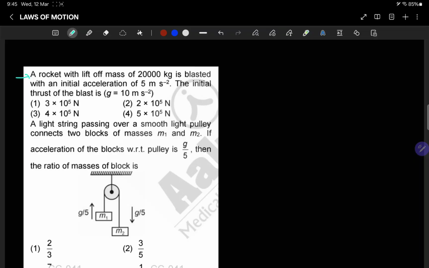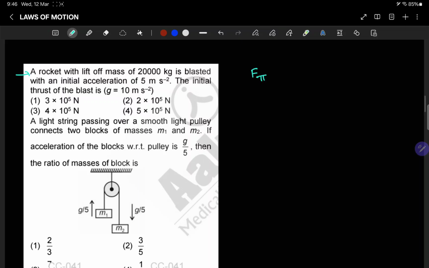So a rocket with lift of mass 20,000 kg is blasted with initial acceleration 5 meter per second square. The initial thrust of the blast, listen carefully, acceleration given. Now here rocket related: thrust force minus weight equals, by Newton's second law, mass into acceleration. In rocket propulsion, exhaust gas goes in the downward direction. So here thrust force is acting in the upward direction, weight acting vertically downward. Net force acting on the rocket here: F thrust minus mg equals mass into acceleration.